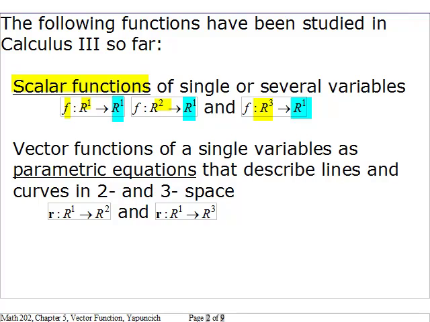The other thing that we've studied so far are vector functions of single variables. These are those parametric equations. So we're talking here about parametric equations. These are vector functions, so here's the boldface. In this case, I'm using R, which is typically what we use for a parametric equation. And for these functions, they're going to take a single variable, usually t, but not always, and map it either into R2 or R3.